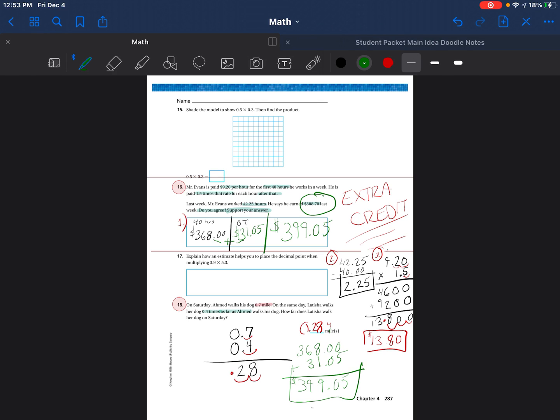So lots of work to do for that problem. We'll go over it again in class 2 to get you set up for that. But again, it is extra credit, but it's definitely worth a try.